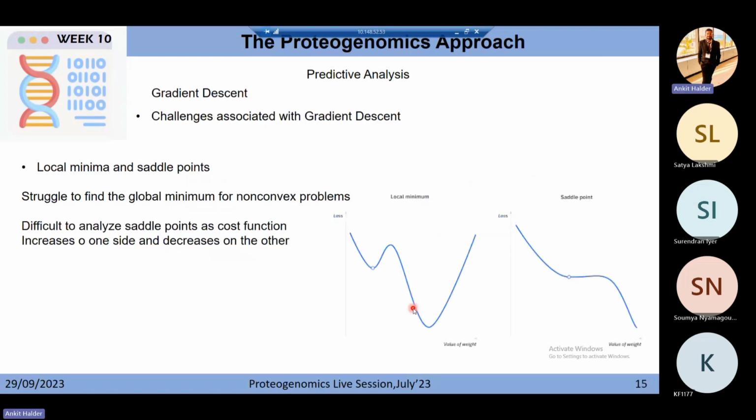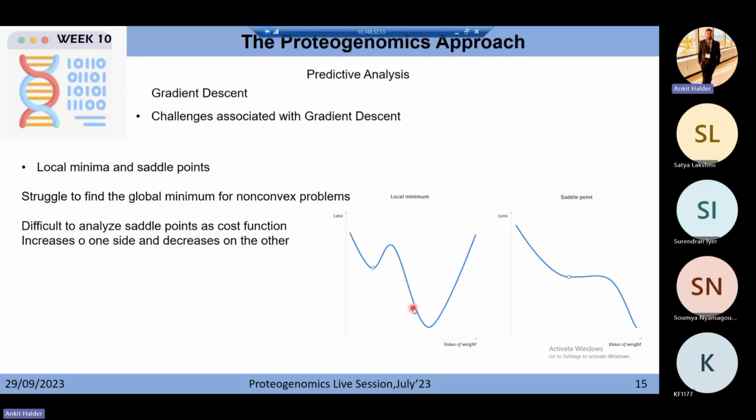Now there are certain challenges associated with gradient descent. We are trying to find the model and optimize it in the best possible way, and that's why we use gradient descent. It helps us get a better model or better accuracy by minimizing the cost function, using different learning rates and directions. But there is a challenge associated with gradient descent.